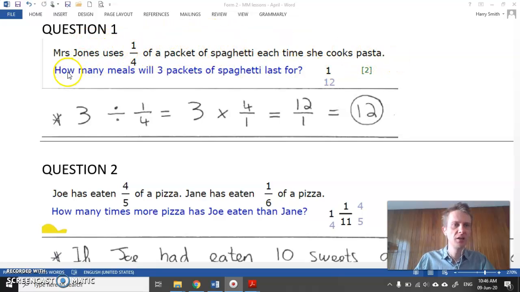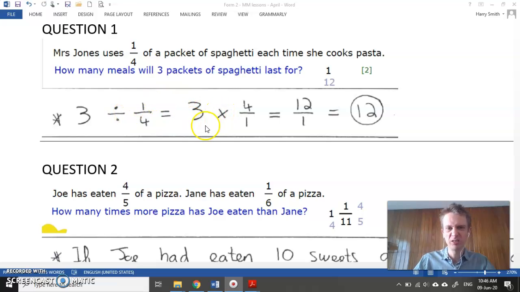Okay, and it says here, how many meals will 3 packs of spaghetti last for? Well, we just said that if it's 1/4 every time she cooks, or for every meal, 1 pack would be 4 meals. So 3 packs, 4 times 3 would be 12. Okay, that's how you could work it out in real life without worrying so much about your fractions. But what you should be doing mathematically is you've got 3 packs of spaghetti divided by a quarter. You're saying how many quarters are there in 3? Well, 3 divided by a quarter, change the division to multiplication.